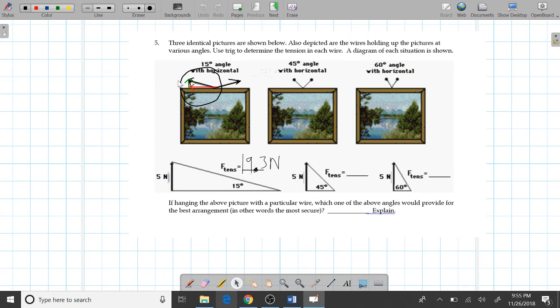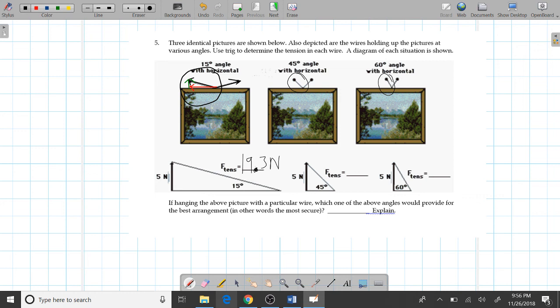Here's what you guys do. Using this exact same procedure, find the tension in this wire here, and then find the tension in this wire here. Then compare those tension values, because the last question asks, if hanging the above pictures with a particular wire, which one of the above angles provides the best arrangement? In other words, the most secure.